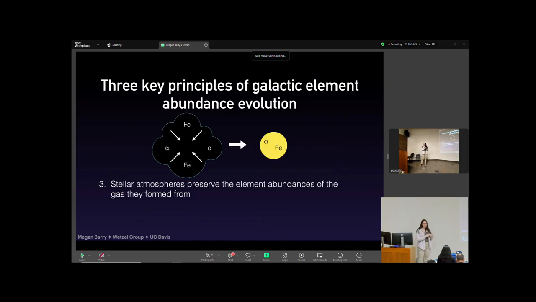And the third principle I want to make sure you guys know is how we can actually use these supernova products observationally to connect these to the evolution of a galaxy, and that is that stellar atmospheres preserve the element abundances of the gas they formed from. So whatever element abundances are in the gas in the galaxy at the time, when a star forms from that gas, those element abundances are preserved basically for the rest of that star's lifetime. So we can observe these, and combined with, for example, stellar age data, we can try to see how the element abundance of the galaxy evolved over time.